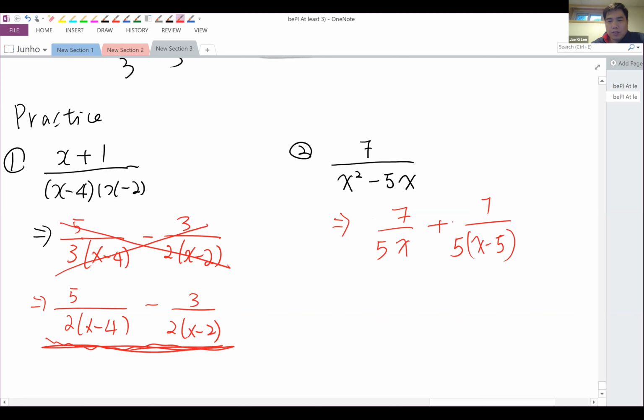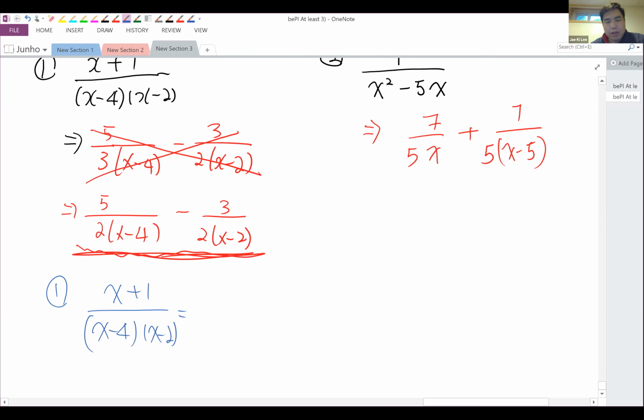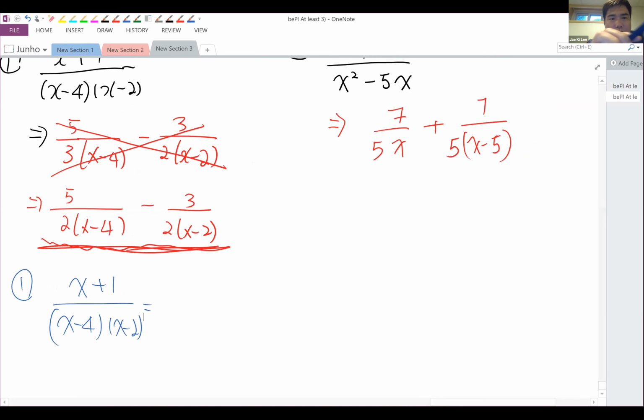Okay. Anyways, let's review both questions. So number 1 first. We have (x plus 1) over (x minus 4) times (x minus 2). So in this case, we have 2 factors in the denominator, which are x minus 4 and x minus 2, right? Therefore, this becomes a over (x minus 4) plus b over (x minus 2).